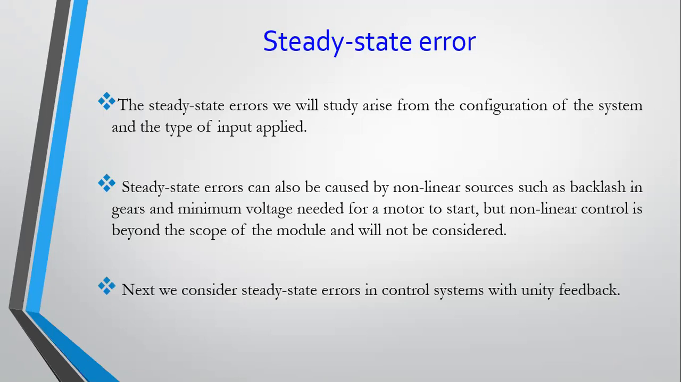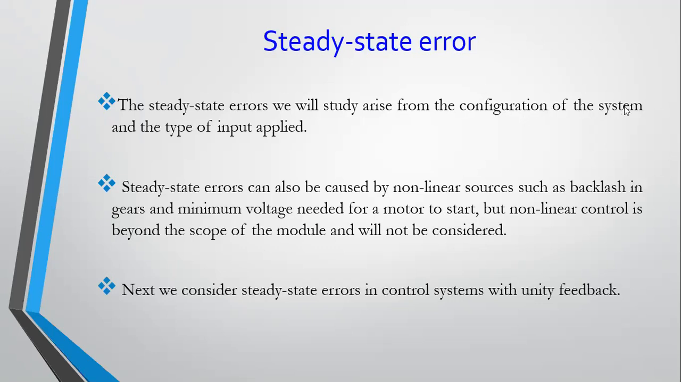Important on this slide: when we are studying steady state error, we're going to look at two main influences on it. One is the system, meaning the transfer function, and the second is the type of input applied. We've seen three types: step, ramp, and parabola. They have physical meanings, which is very important to keep in mind. But also important is the configuration of the system.